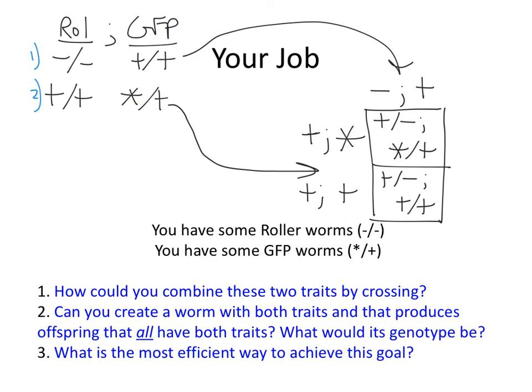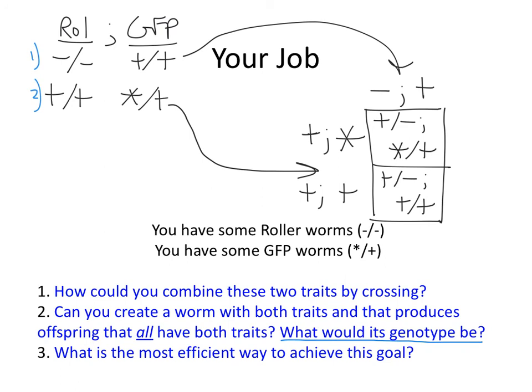Which one's more useful for getting to our goal? The goal really is the answer to question 3, so let's skip down there for a second. Sorry. Question 2, this thing I'm underlining. What would the genotype be of the worm we're trying to get to? It's always useful to know where you're heading. So you want a worm with both traits, a roller that's green, where all of its offspring are also green and rolly. So what's the ideal genotype to do that?